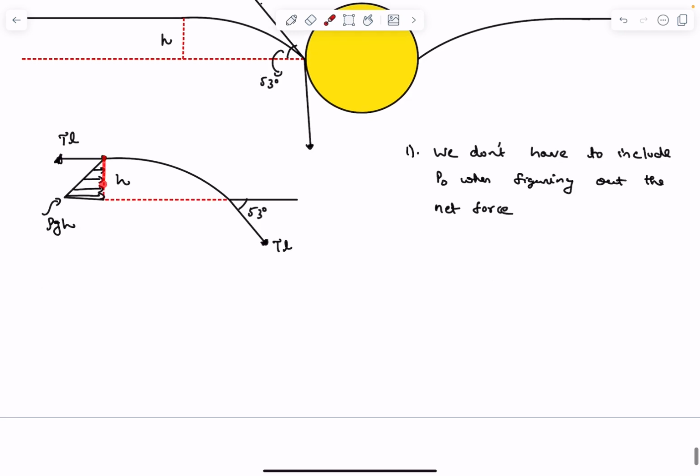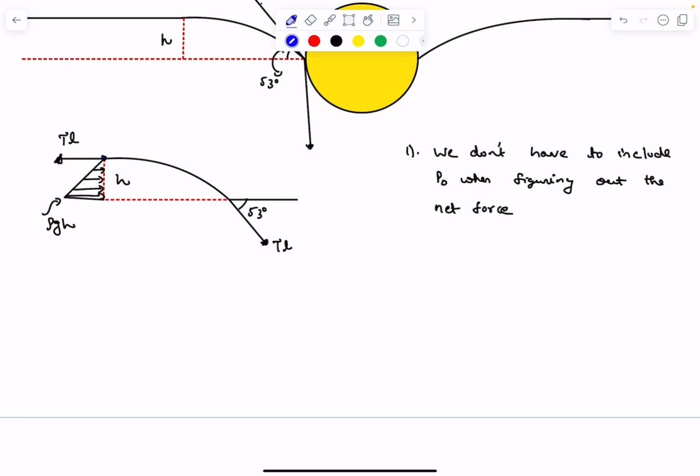So whenever we have a surface that is submerged under water, guys, the way we find out the net force on this surface is we figure out the pressure at the centroid of the surface and we multiply it with the area of the surface. And you can find this result in some of my Pathfinder fluid videos.